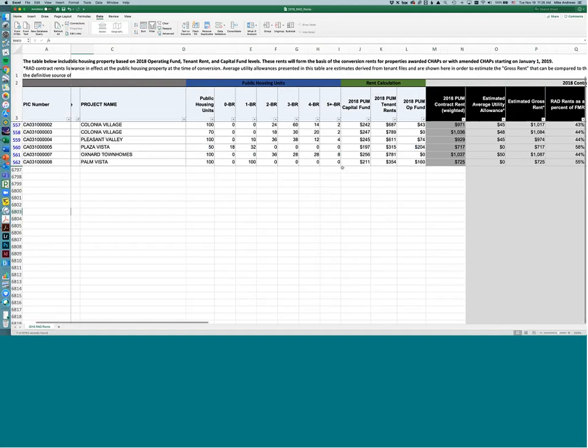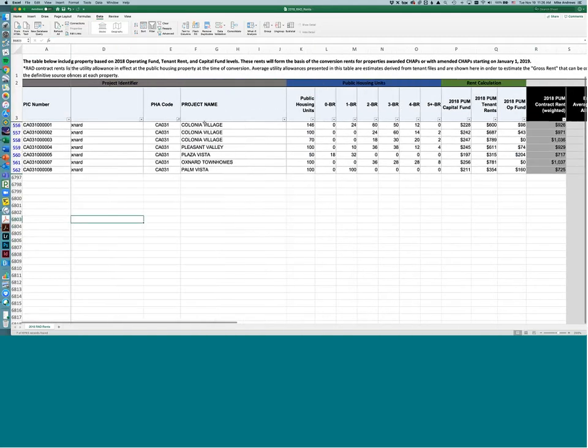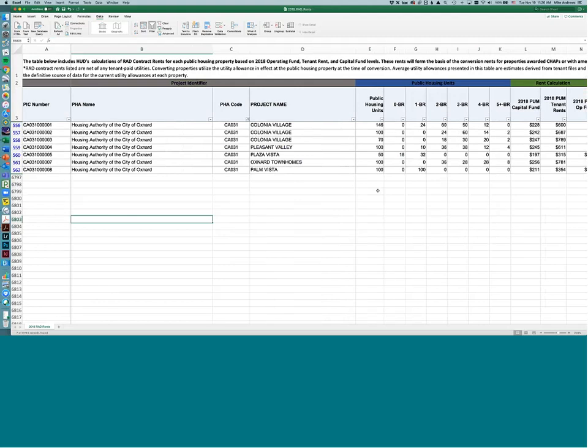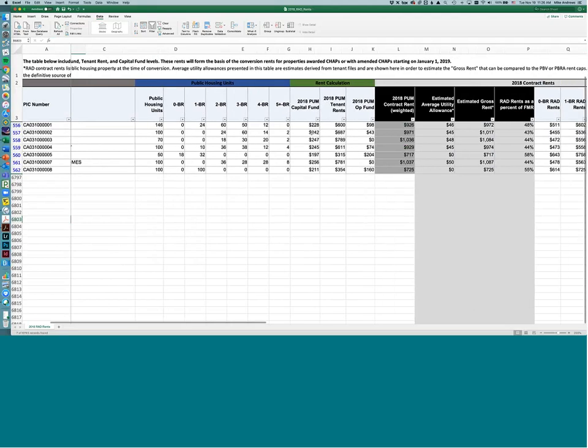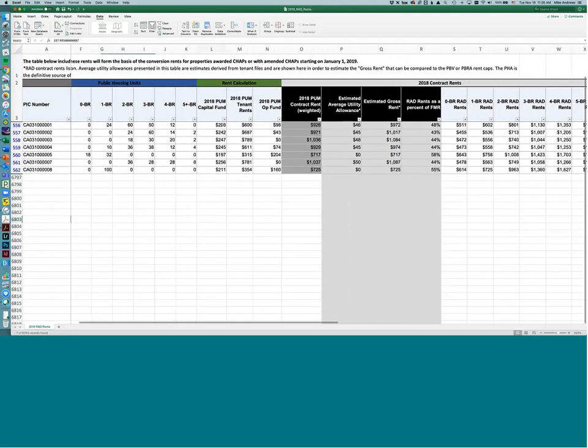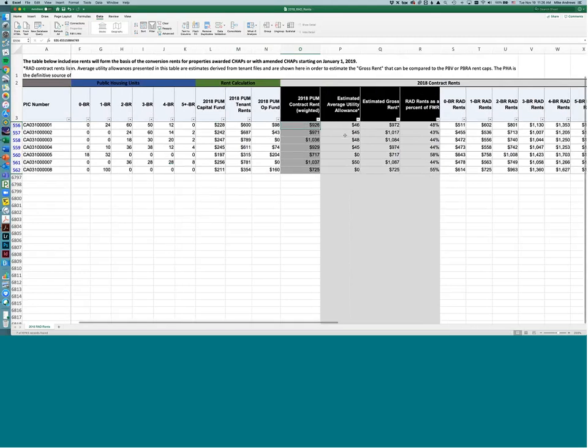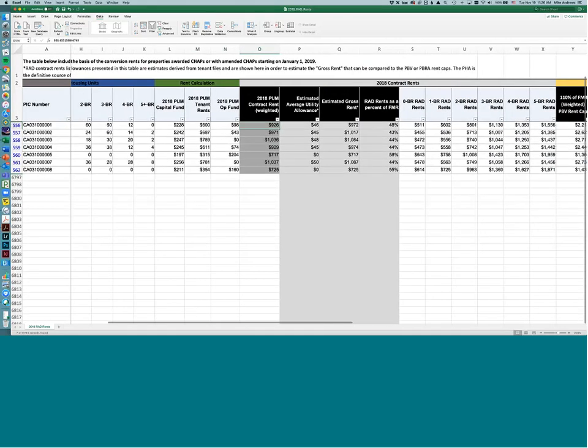And then here, again, it'll show you by project name, by AMP, the number of units in total, the number of units by bedroom size, and the existing public housing subsidy amounts, which your RAD rents are based upon. So here are these three amounts: the capital grant, the tenant paid portion, and the operating subsidy equal $926. There's my $926. That's my weighted average, which is also the weighted average for the RAD rents for that AMP.